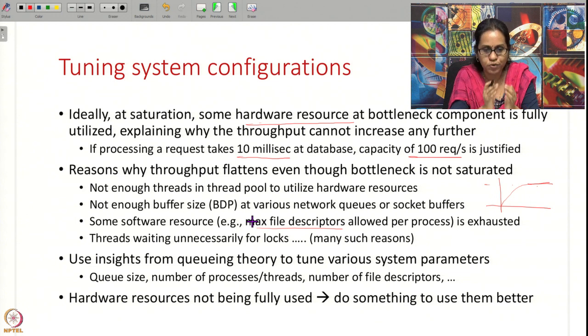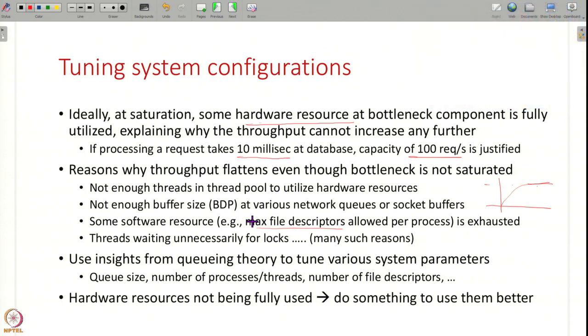If your CPU is fully utilized or some hardware resource is fully utilized, then you can say, okay, fine, I have extracted the maximum performance possible from my system, I cannot do anything more. But if your system performance is low due to not having enough threads or not having enough file descriptors, then these are trivial issues, right? You should simply increase that software resource, and as more threads come in, your CPU will be fully utilized. So, that is why use insights from queuing theory to see, do my performance numbers make sense?